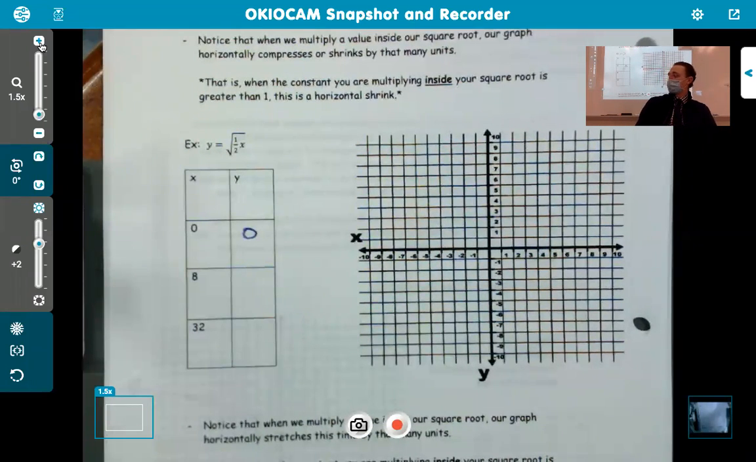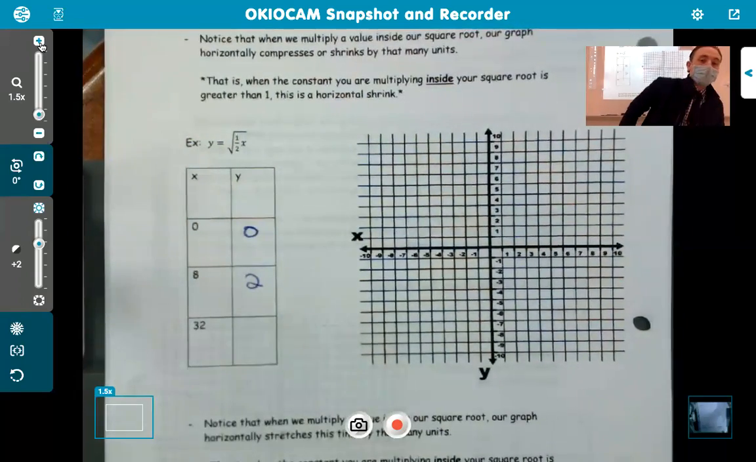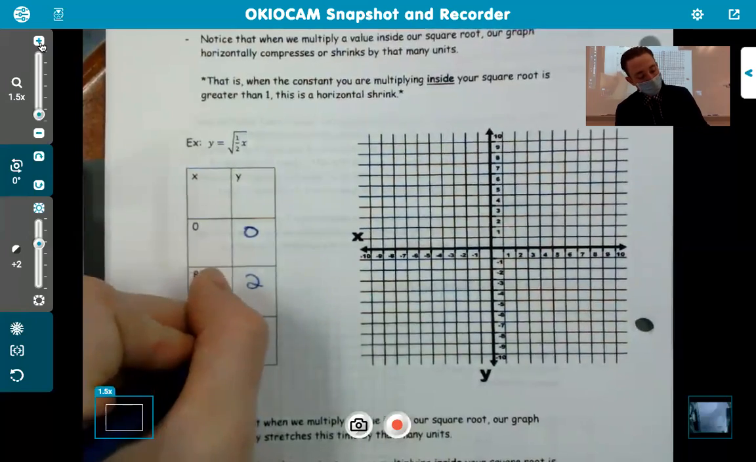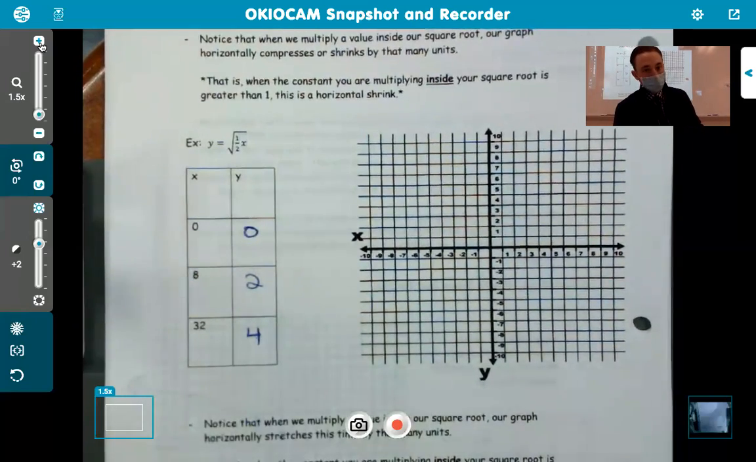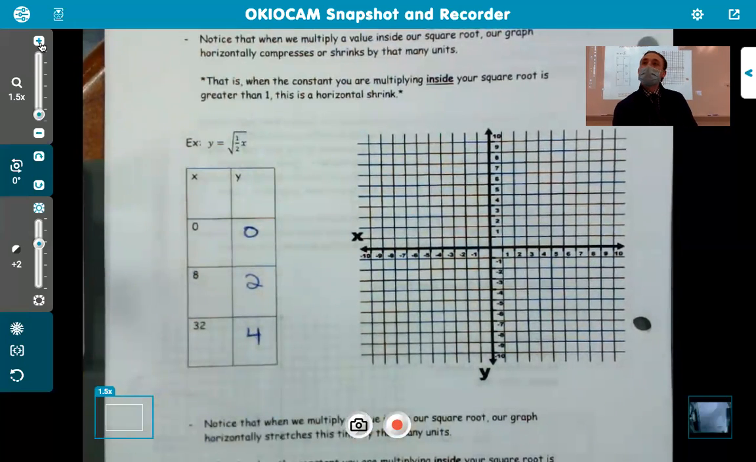What's 1/2 times 8 going to give me? What's the square root of 4? 2. Choosing values that'll give me integer y values here. What's 1/2 of 32? 16. What's the square root of 16? 4. Any questions about how I found those values?